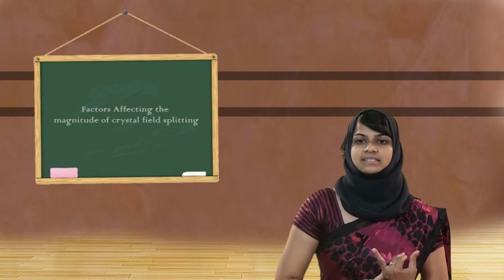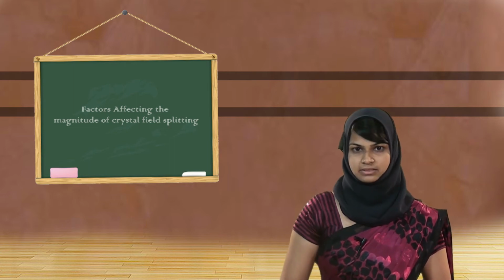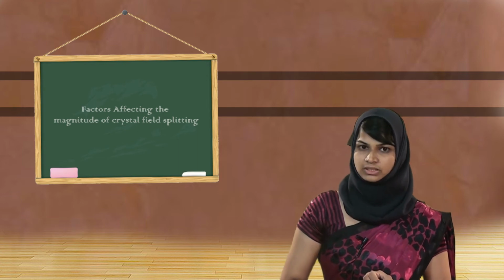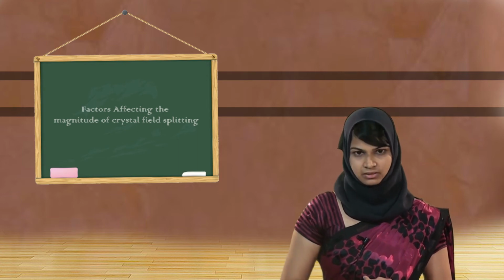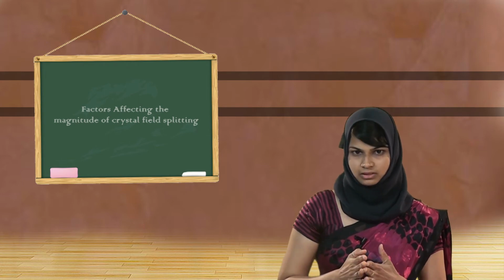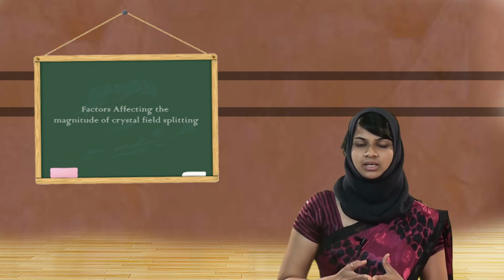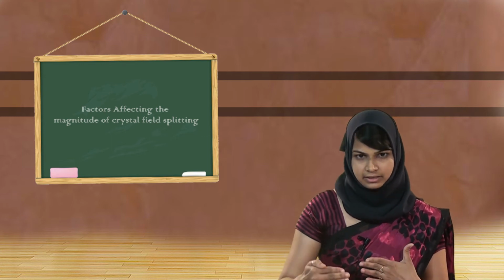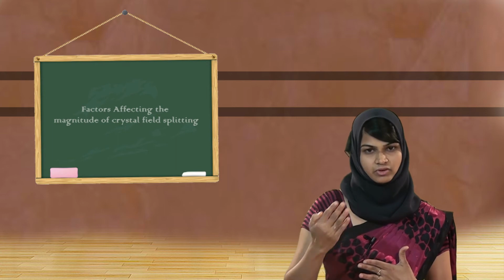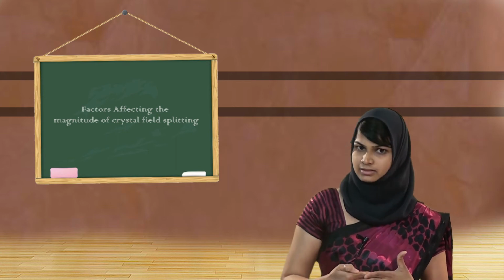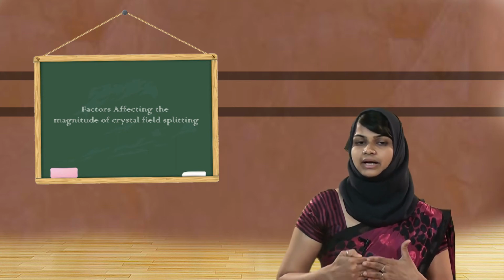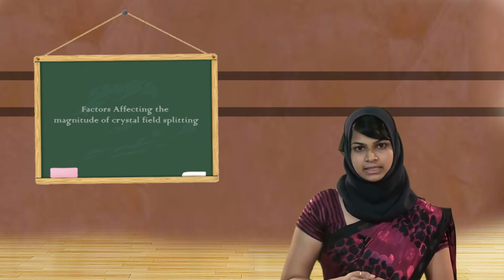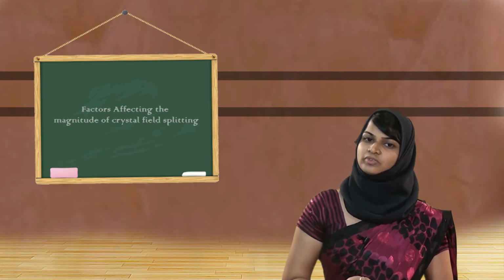Now the third factor is the size of the d orbitals. Let us see how the size affects the magnitude of crystal field splitting. If a 3d orbital is there with the metal ion, next comes the 4d, and then the 5d, then the metal ion with the 5d orbital will give rise to higher crystal field splitting than that of 4d and than that of 3d.